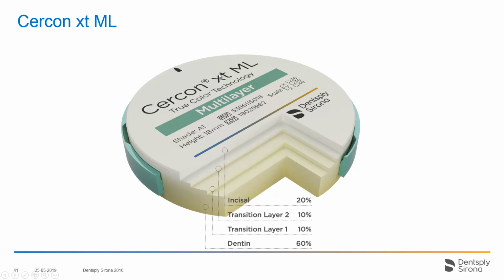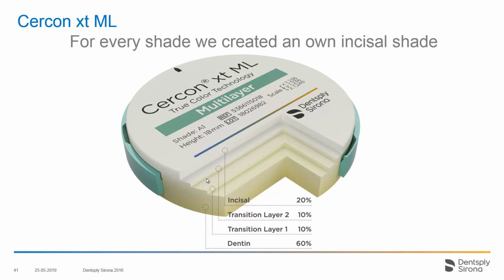What really differentiates the Stronach XT Multilayer is the different transitional layers in the incisal and the dentin that we have here. In all of the discs, the 14, 18, and 25 millimeter, we have 20% incisal and 60% dentin. This really helps to get truer shades and not have too much incisal, and we really have liked this multi-layer material. And every different shade, A1, A2, A3, A3.5, they all have their own incisal that was made for that particular color.